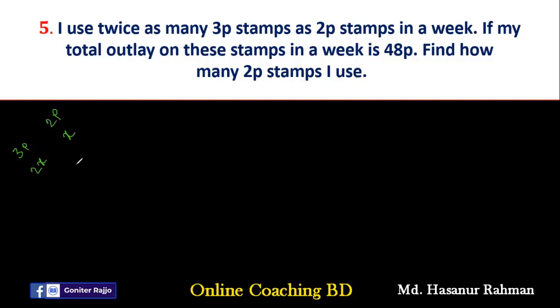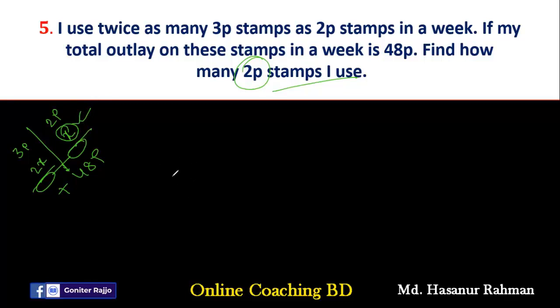Okay. And if we add all of these values, then we'll get 48 pence. So 3p into twice x will give some value, 2p into x will give some value. After adding the two values, we'll get 48 pence. Then we have to find out the value of x. Why? Because the question asks to find how many 2p stamps I use. So how many 2p stamps? x number of 2p stamps. That means we have to find out the value of x.